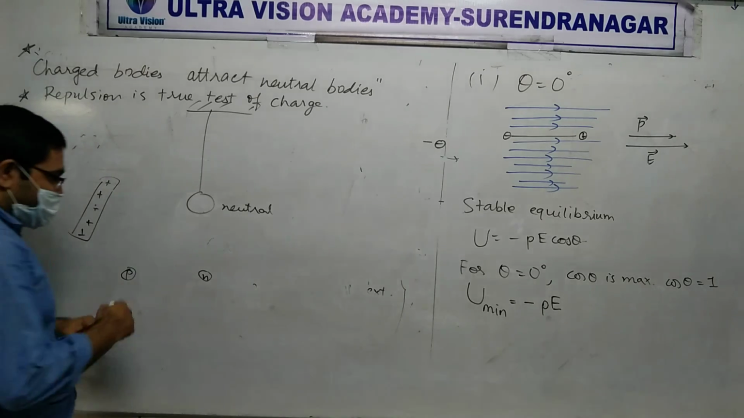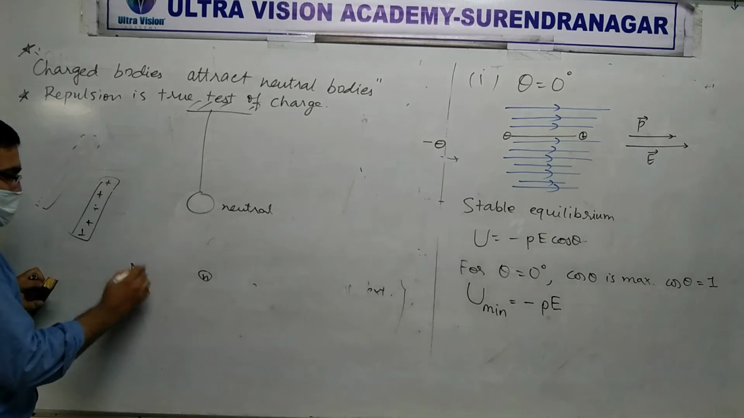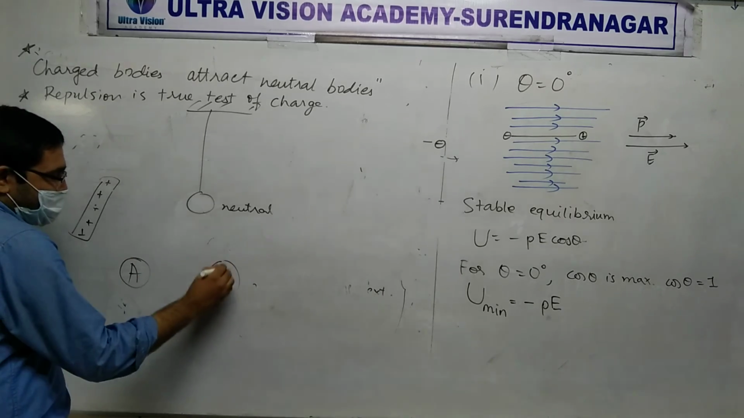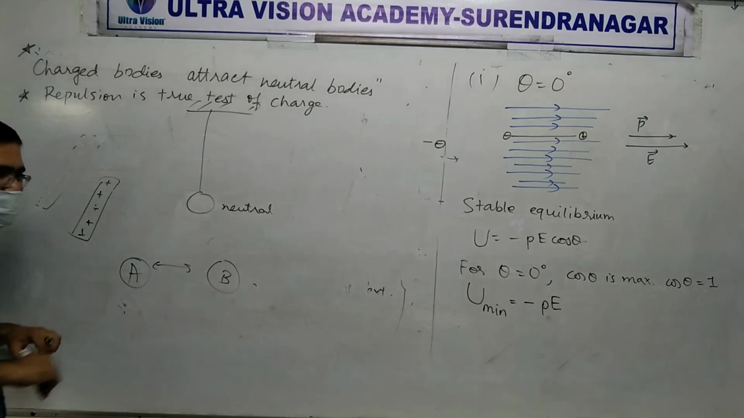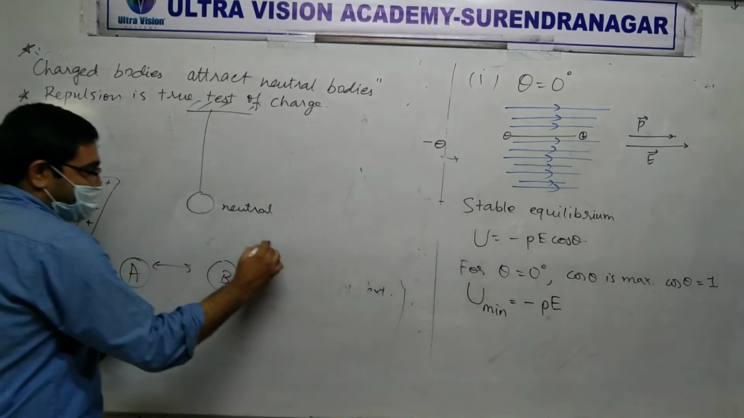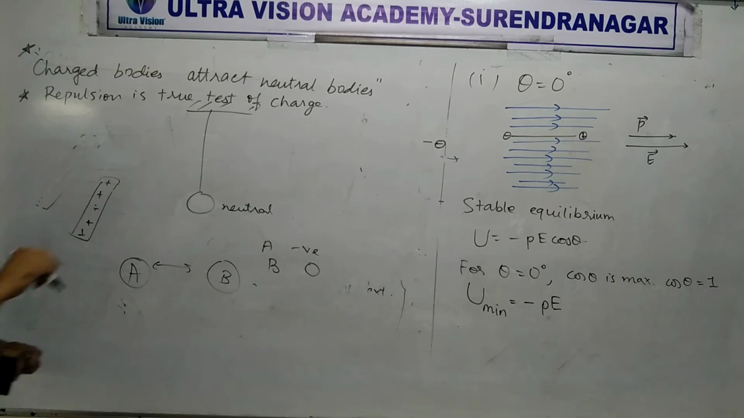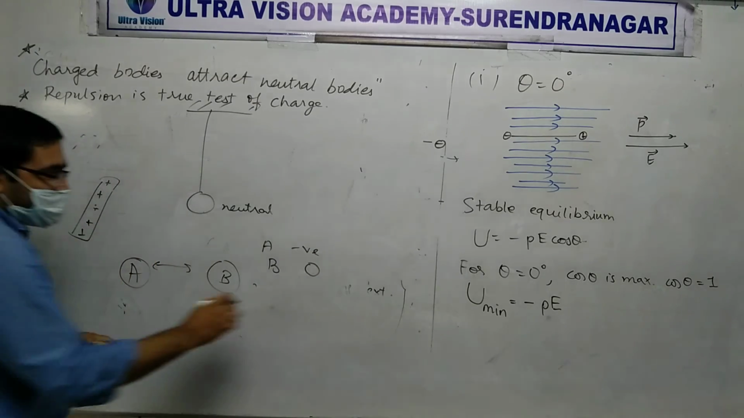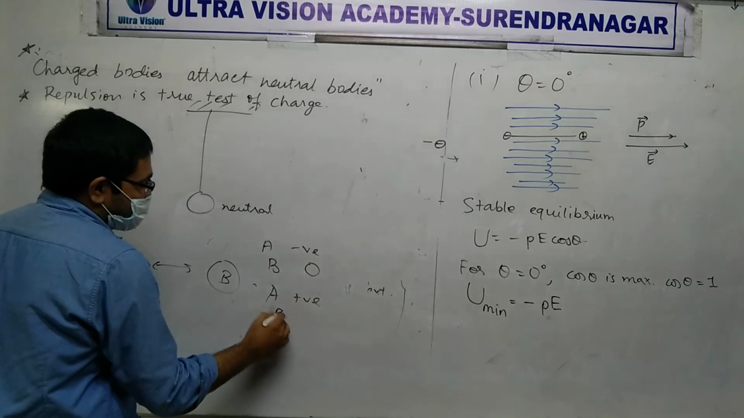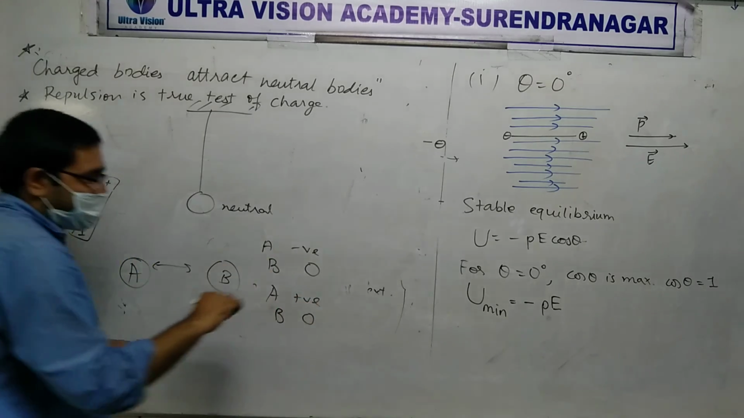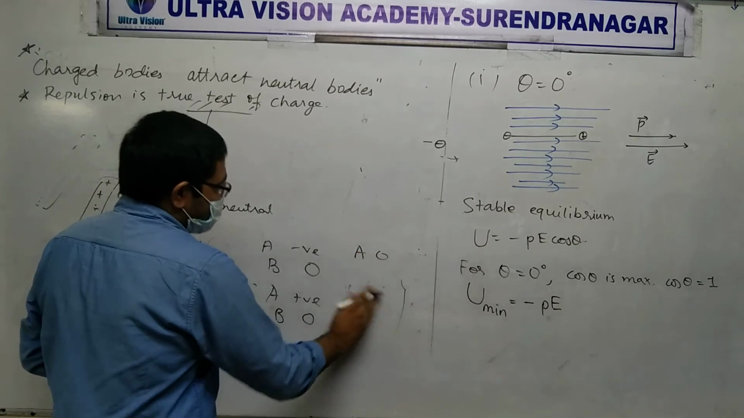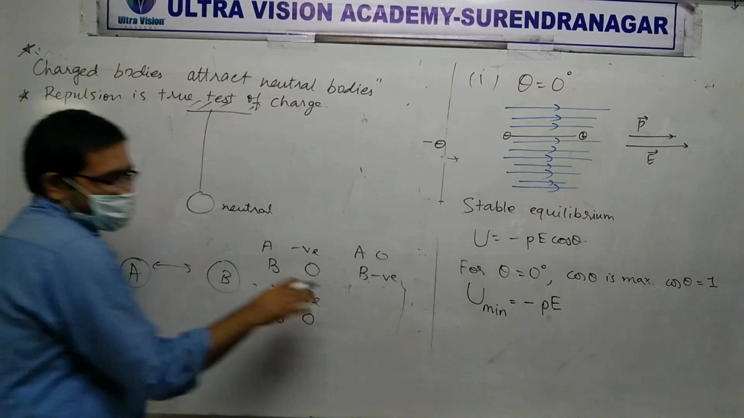So it's like if I tell you that here we have some object A, some particle, and some object B, and they are attracting each other. Then is it necessary that both are charged? No. It is possible that A has negative charge and B has no charge. Then also they will attract. It is also possible that A is positive and B has no charge. Then also they will attract. It is possible that A has no charge and B has negative charge and vice versa.